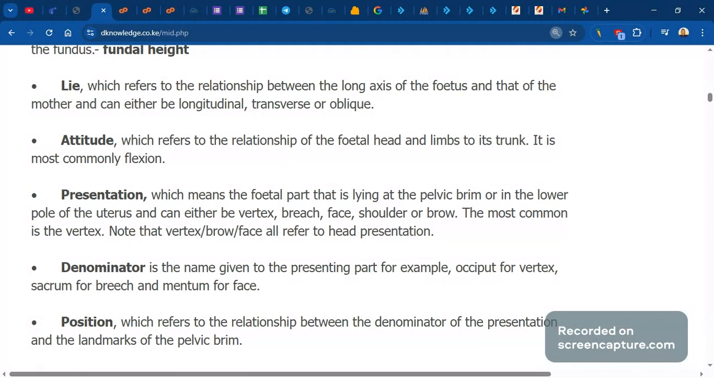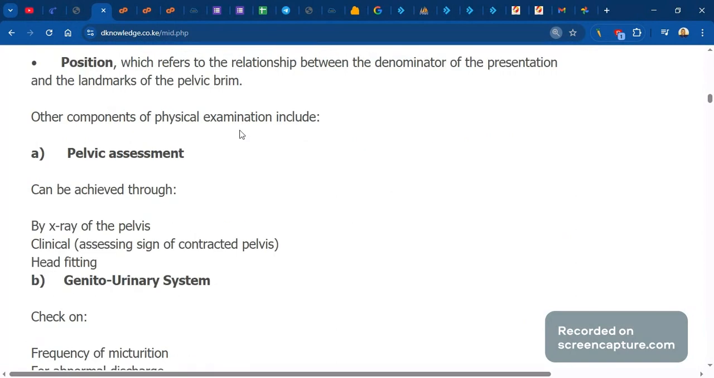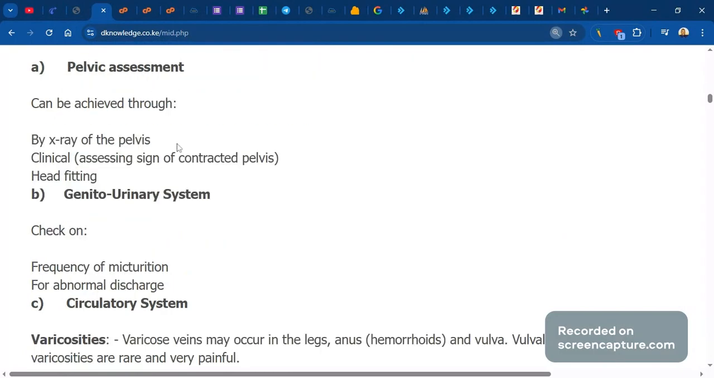Now the vertex, brow, and face are all referred to as head presentation. So the denominator is the name given to the presenting part. For example, occiput for vertex, sacrum for breech, and mentum for face. Okay, so that is that. Position refers to the relationship between the denominator of the presentation and the landmarks of the pelvic brim. Another component of physical examination is the pelvic assessment, which can be achieved through X-ray of the pelvis, or clinically assessing signs of a contracted pelvis, like head fitting.